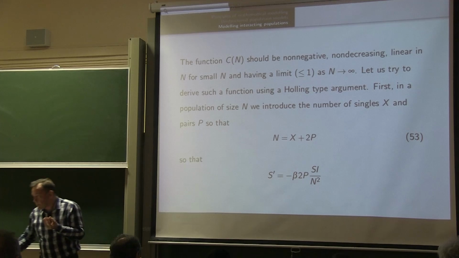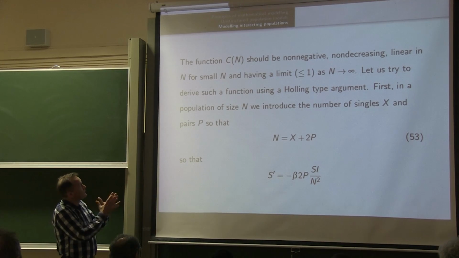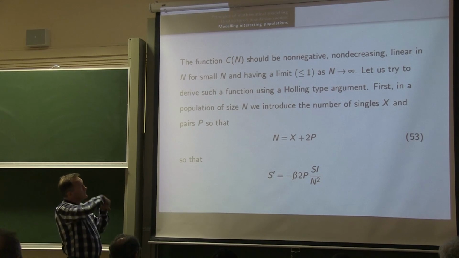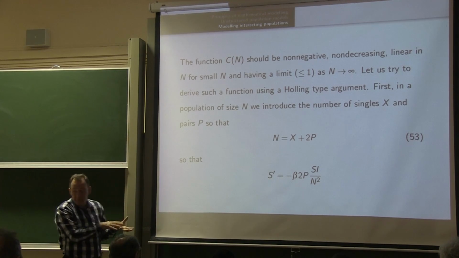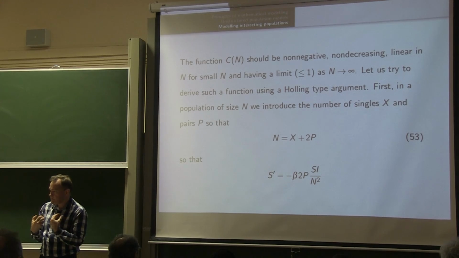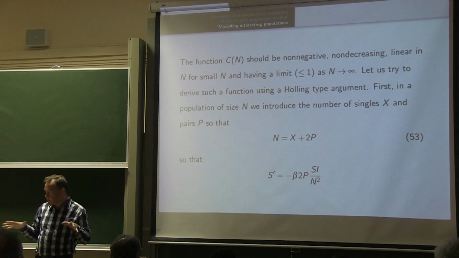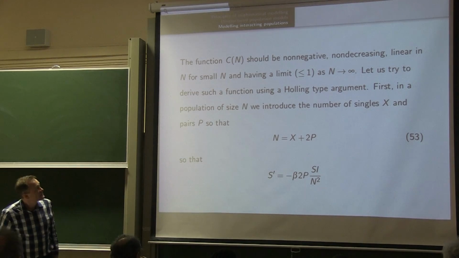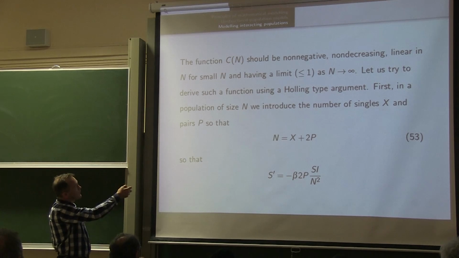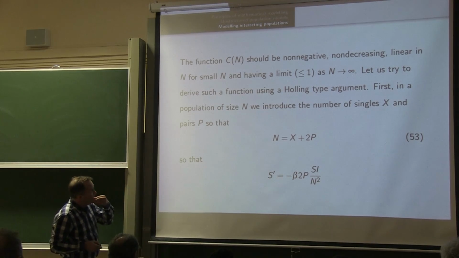Now, the function Cn may be quite general. Of course, it should be non-negative, non-decreasing, and linear for small n to recover the mass action rate. As I said, for small populations we accept that mass action is more or less a correct description. And then it must tend to a saturation limit, which must of course be smaller than or equal to 1 as the population grows indefinitely.